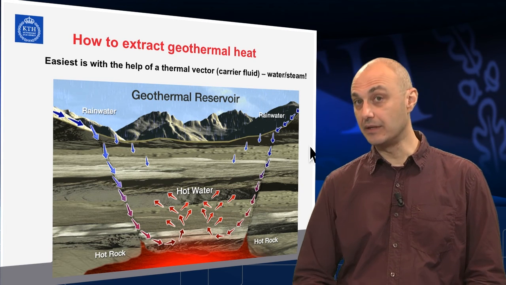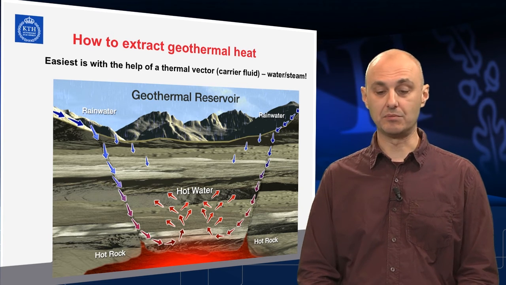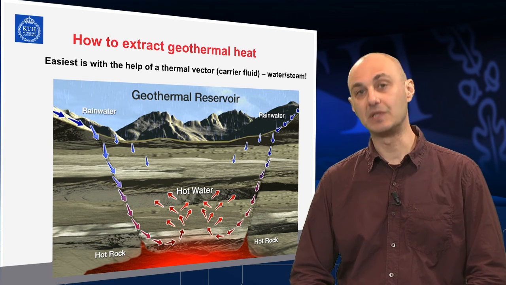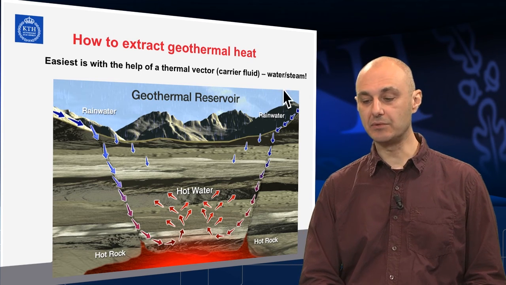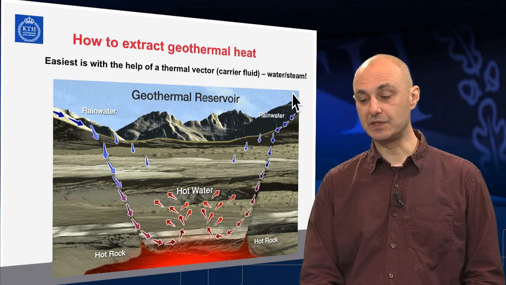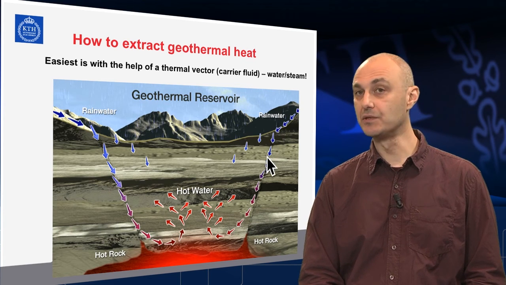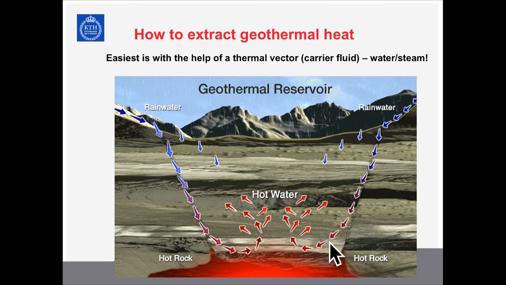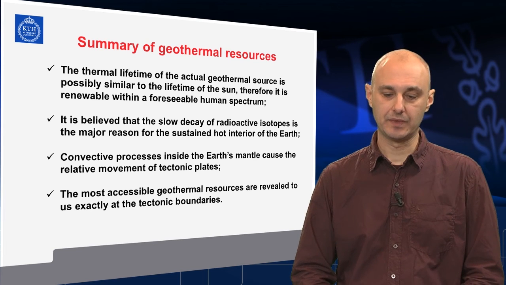This is the way we imagine the most feasible option for utilization of heat from the Earth's interior. Basically, we rely on water. This is rainwater mainly, precipitating somewhere and then seeping through the Earth's crust deep down, reaching the warm zones, and then in some way coming back to the surface. We will talk about this in the next section.